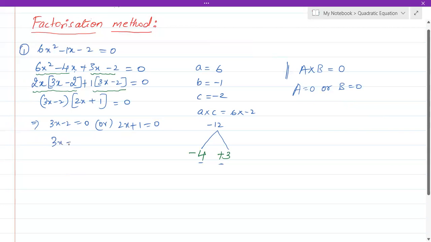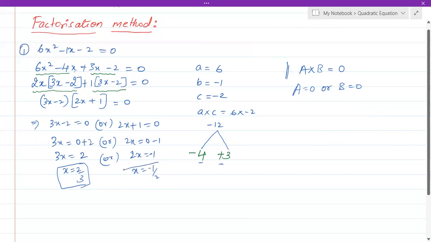Which implies 3x is equal to 0, minus 2 to the other side will become plus 2, or 2x is equal to 0 minus 1. I'm just transposing 1 to the other side. So you get 3x is equal to 0 plus 2, which is 2. Therefore, x is 2 by 3, or 2x is equal to 1 minus 1, or x is equal to minus 1 by 2. Remember, for every quadratic equation, we get two roots. So we have got two roots here: one is 2 by 3, another one is minus 1 by 2. Similarly, let's take another problem and understand much more.